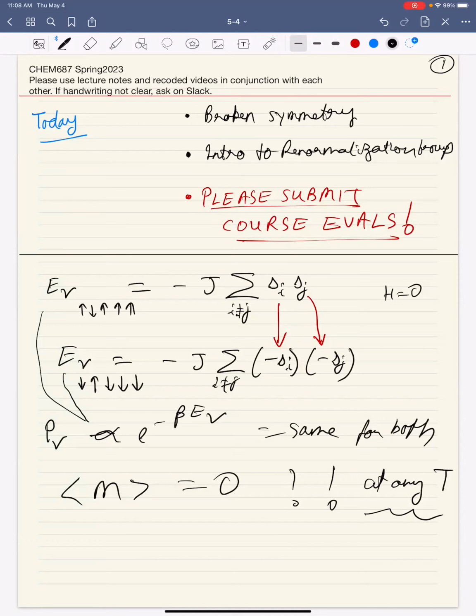Yes. No. What is the physical setup? If they're all pointing in the same direction, then magnetization is not 0, it's definitely non-zero. So what is a physical setup in which average magnetization is 0 at any temperature? No spin, 1D. 1D, there you go.